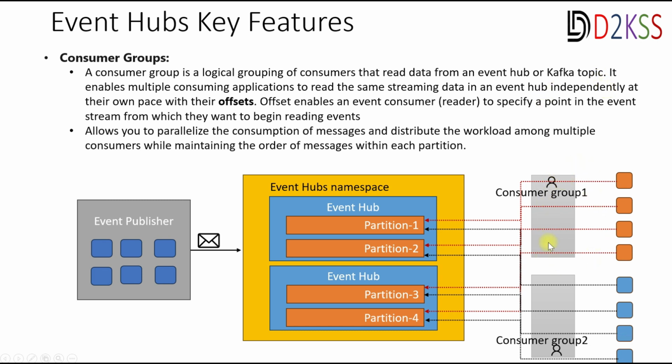So what is the advantage of creating these consumer groups? The consumer groups enable multiple consuming applications to read the same streaming data in the event hub independently, at their own pace, with their own offsets. What are these offsets? We talked about how in partitions we can maintain these offsets. Offset is nothing but a cursor. For example, in these partitions, 1000 bytes of data has been transferred.